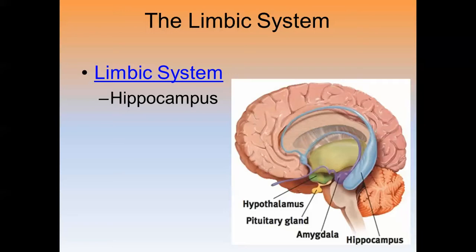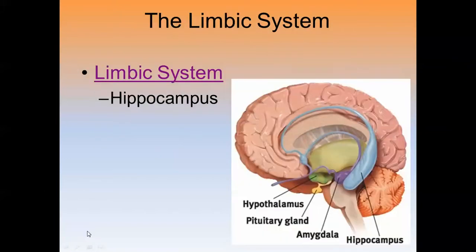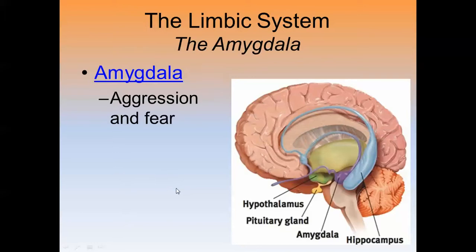The limbic system has been linked primarily to memory, emotions, and drives. For example, one of its neural centers is called the hippocampus, and that processes memory. So if you have damage to your hippocampus, you're going to have memory damage or problems with your memory. It's a donut-shaped neural system, and we're going to do a really neat activity with a 3D brain simulation later so you can see this donut shape. And it includes the hippocampus, the amygdala, and the hypothalamus. It's located below the cerebral hemispheres. It's associated with emotions and drives. The amygdala influences aggression and fear.